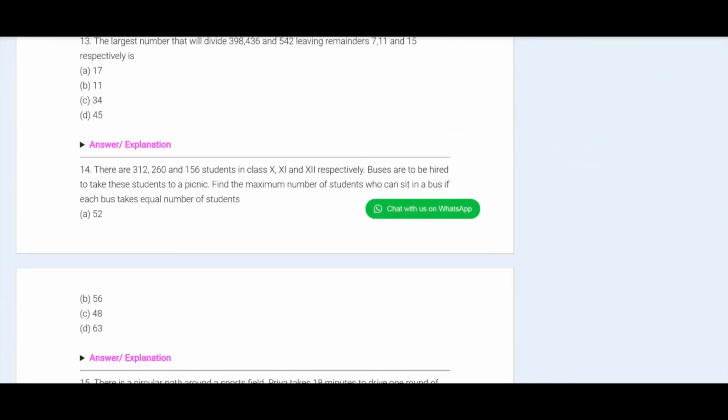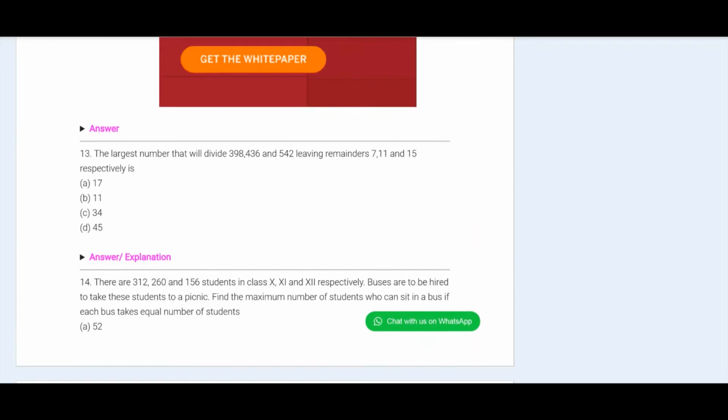Moving on to 13th question. The largest number that will divide 398, 436 and 542, leaving remainders 7, 11 and 15 respectively, is. So here it is asking about the HCF, it is asking about the largest number. The largest number is nothing but the HCF of these three. But we need to find the HCF of these three.